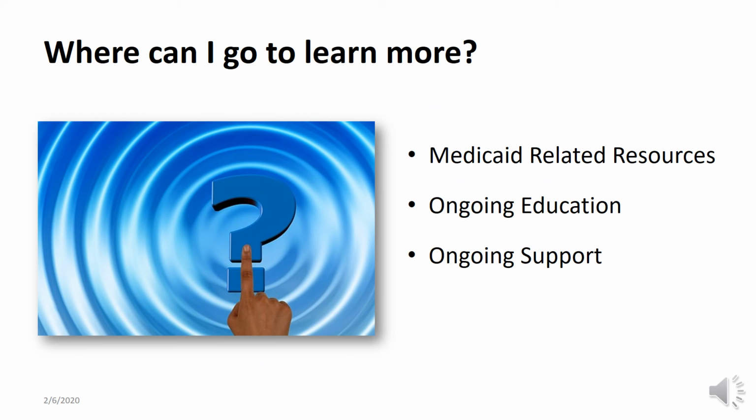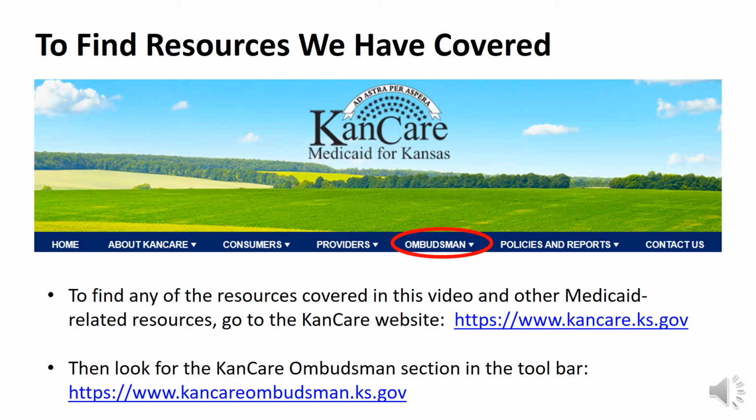Where can I go to learn more about Medicaid-related resources, ongoing education, and ongoing support? To find resources we've covered in these videos, and additional Medicaid-related resources, you can go to the KanCare website. The direct URL for the KanCare website is https://www.kancare.ks.gov. Then, once you're on the KanCare website, look for the KanCare Ombudsman section in the toolbar to find the KanCare Ombudsman's webpage. The direct URL for the KanCare Ombudsman's webpage is https://www.kancareombudsman.ks.gov.